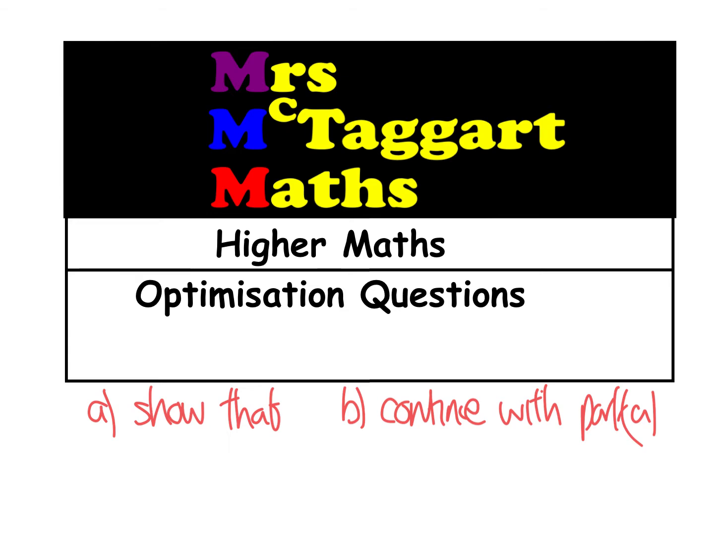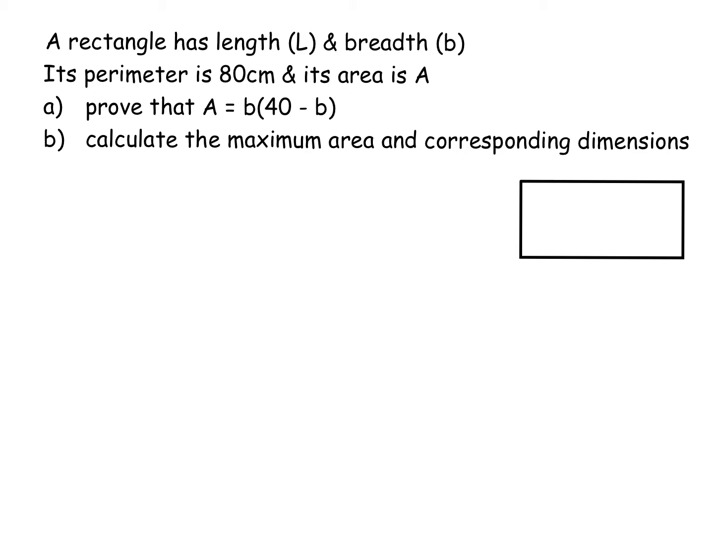I've got several examples. Here's my first one. We are told a rectangle has length L and breadth B. So I've drawn a little sketch, and I'm going to call this L and B. Its perimeter is 80 and its area is A. We have to prove that A equals B bracket 40 minus B. Now you could look at that and think, what on earth is that on about? We have to prove something to do with the area.